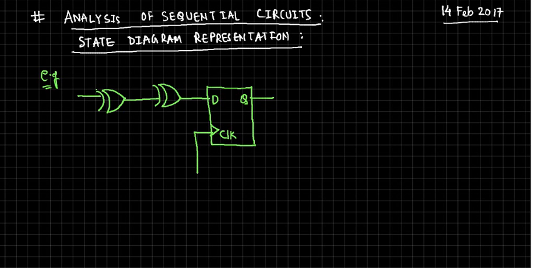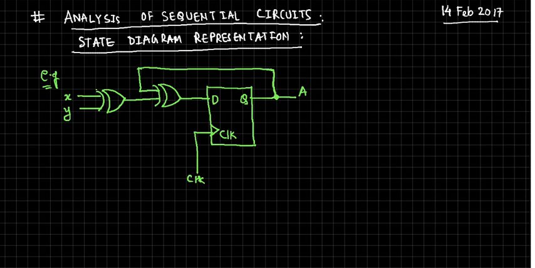Let this be X, Y, and the interesting part about this circuit is we have a feedback. That's how any sequential circuit would be, isn't it? So let the output be A, let this be a clock, and so on.